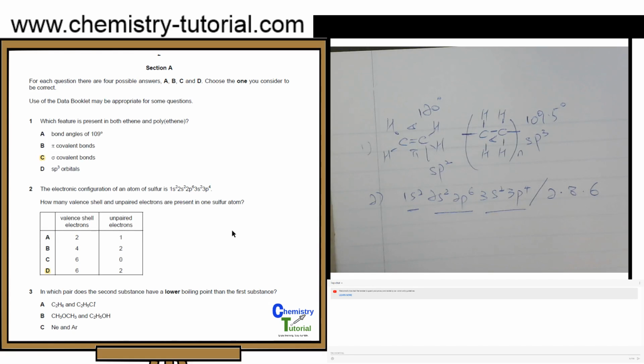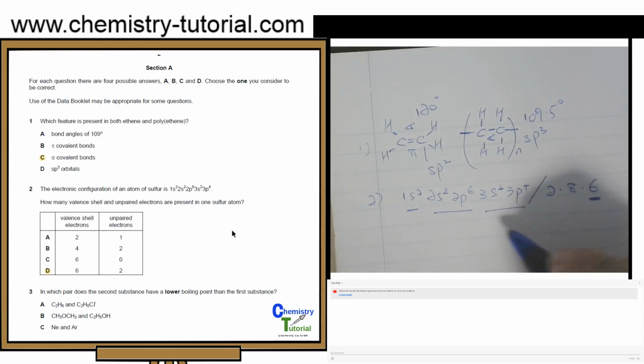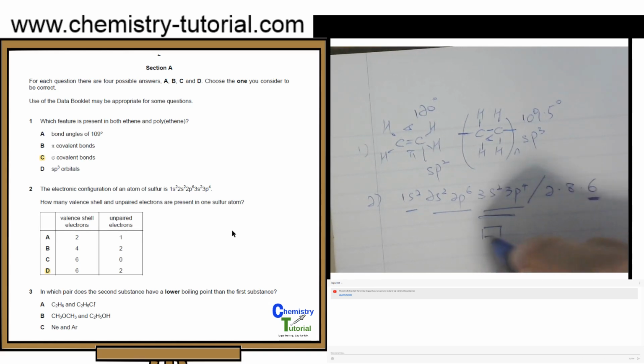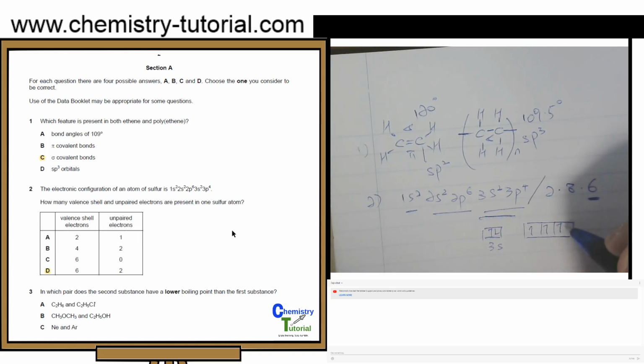So now, how many valence shell electrons are there? Well, there are 6 valence shell electrons. How many unpaired electrons are there? For this case, let's just refer to the 3s2 and your 3p4 because these are our valence shell electrons. So for the s orbital, it can house 2 electrons, so 3s2. Then for the p subshell, we have 3 p orbitals. So 1, 2, 3, and 4. Meaning you actually have 2 unpaired electrons. Therefore, the answer for question 2 is D.